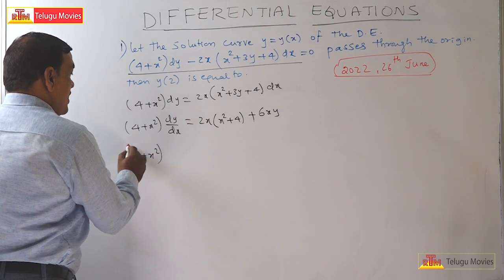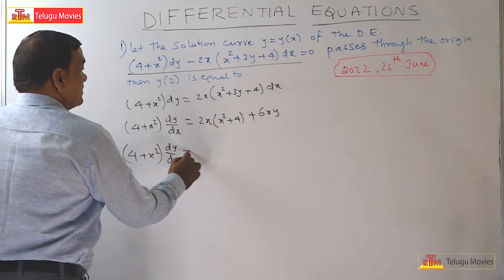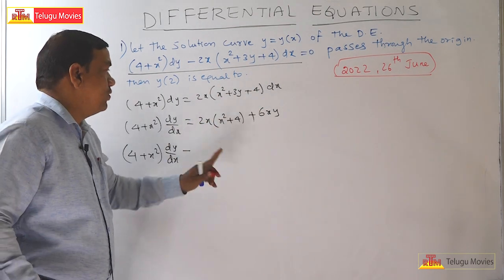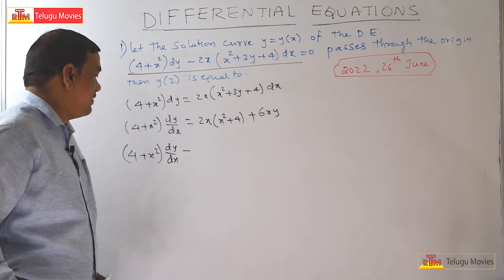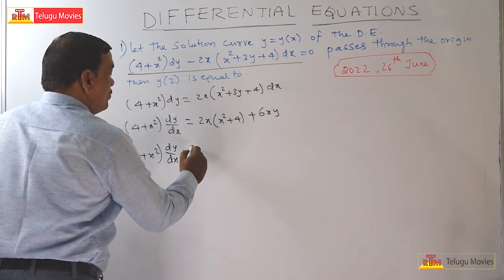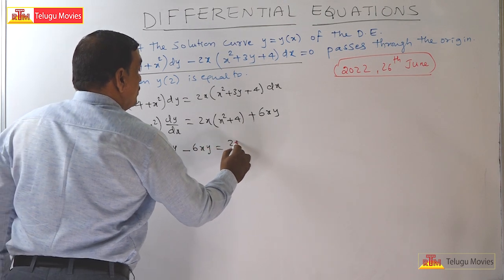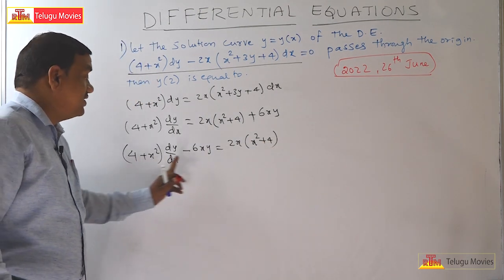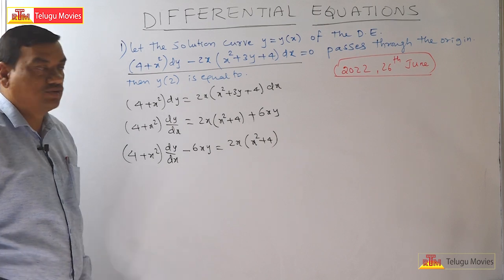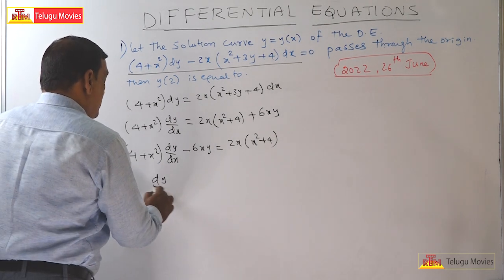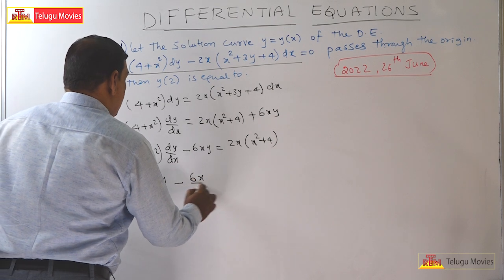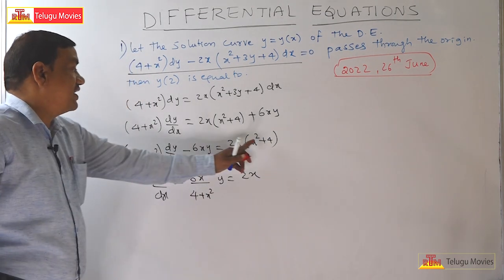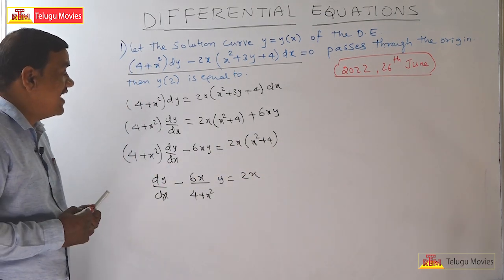(4 plus x square) dy by dx. Here I have taken dx to this side. I have multiplied 2x into (x square plus 4), 2x into 3y, 6xy. Take this 6xy to the left hand side: minus 6xy, equal to 2x into (x square plus 4). Now I will divide each term with 4 plus x square. Now what happens? This is dy by dx minus 6x by (4 plus x square) into y is equal to 2x. Why? Because here x square plus 4 will get cancelled.